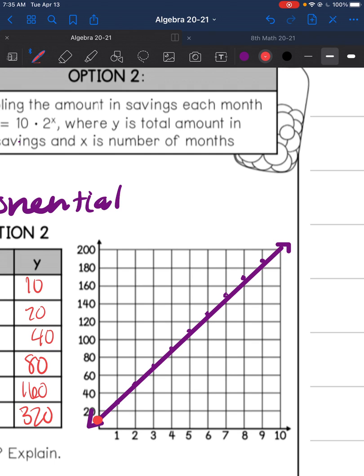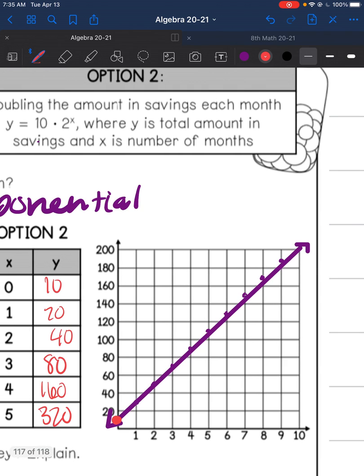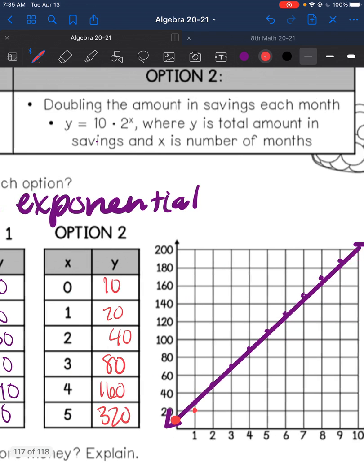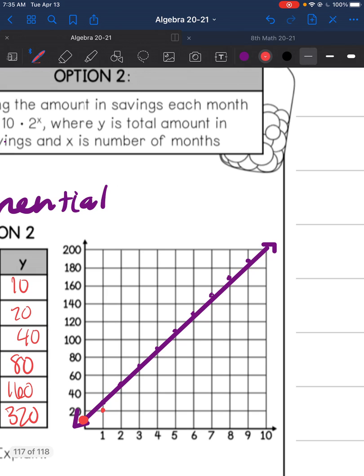So it also starts at 10. And then at 1 month, he's also at 20. And then at 2 months at 40. 3 months at 80. 4 at 160. And we don't have a big enough graph for our next point. So that's kind of the line.